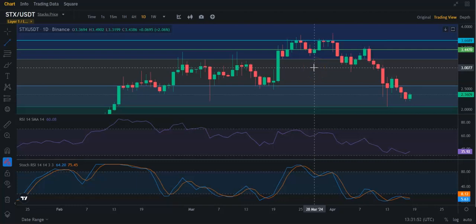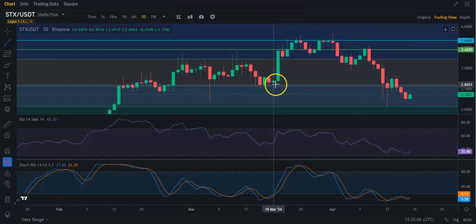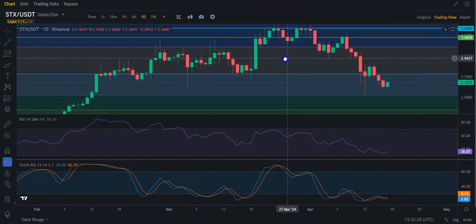Hey guys, want to take a look at one of our favorite projects here, Stacks, STX. Now, basically, if you look at Stacks, it's broken market structure. This low is lower than this area here. It's also lower than this area here. Now, we did find support basically on the top of that Fibonacci right there, which is a good thing.